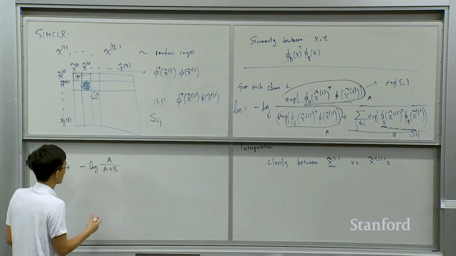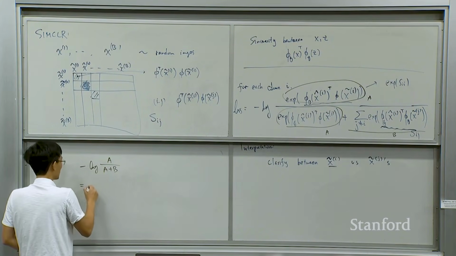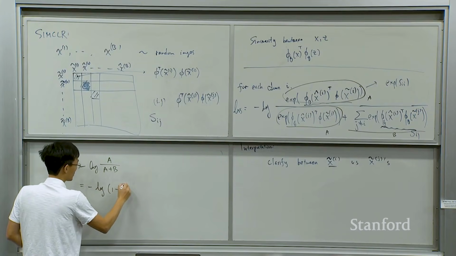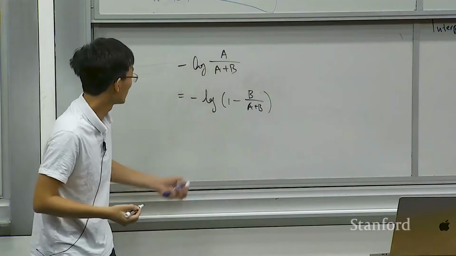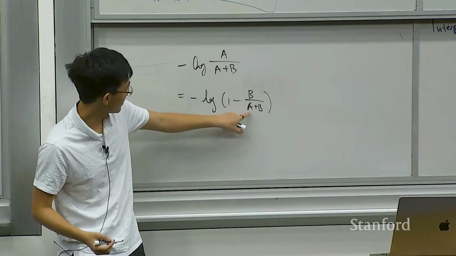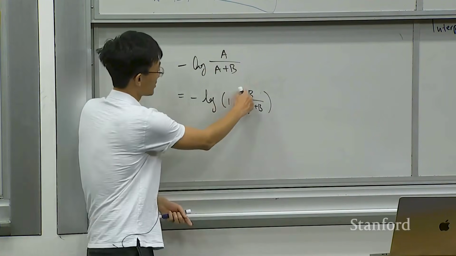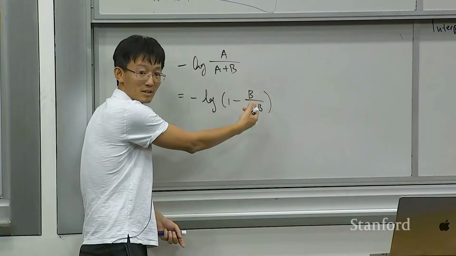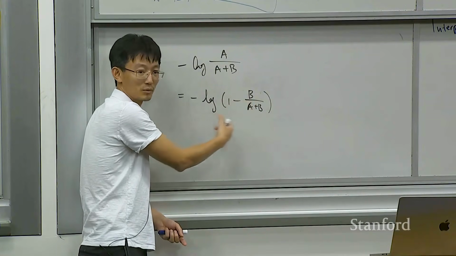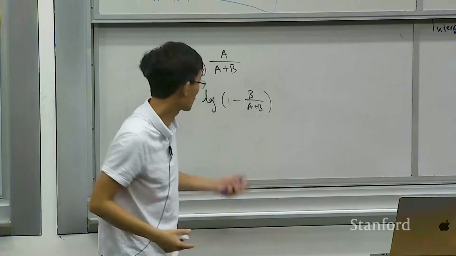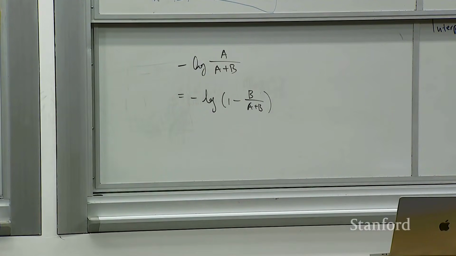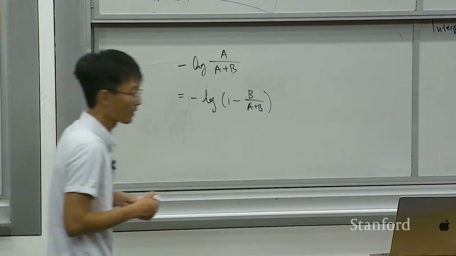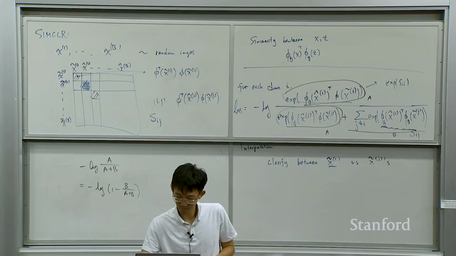For A, it's just the reverse direction. You can write this as 1 minus B over A plus B. This part is decreasing in A. With the minus, it's increasing in A. And with the log, it's still increasing. With the minus, it becomes decreasing. So this function is decreasing in A. That means that to minimize the function, you should maximize A. Any other questions?